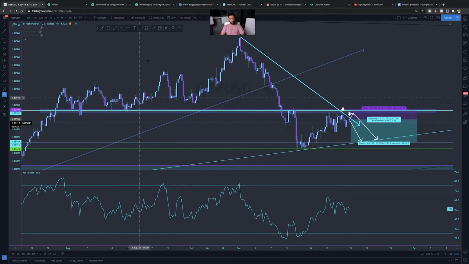So, for this example, I'm going to use GBP USD, and yes, I actually do have an active trade in right here. But that was from that trend line, and then I also had a break and a retest of this previous major support zone here.